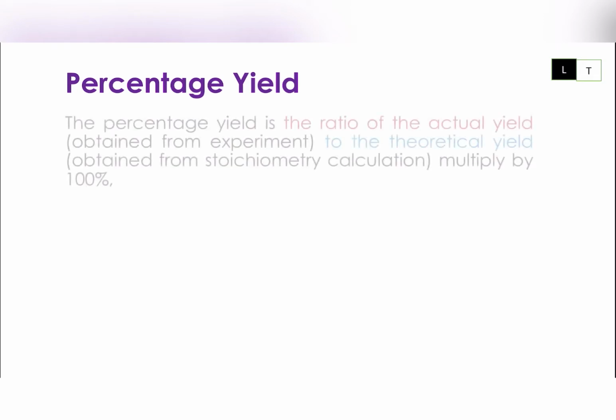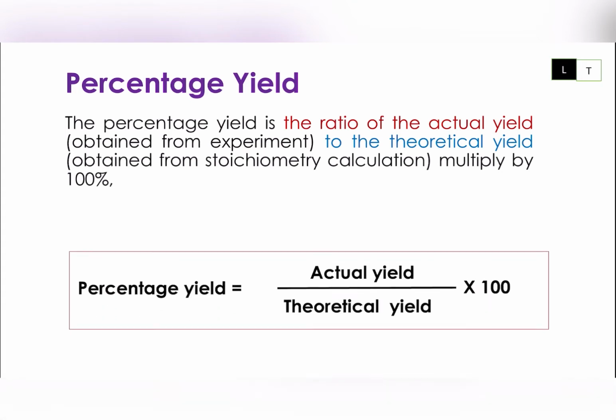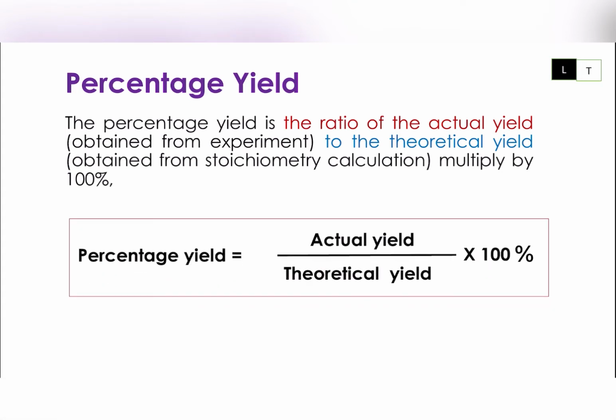Percentage yield is the ratio of actual yield to the theoretical yield multiplied by 100%. So this is the formula that you have to memorize in order to calculate the percentage yield. Let's go to the introduction.